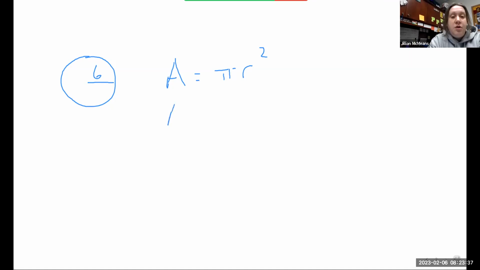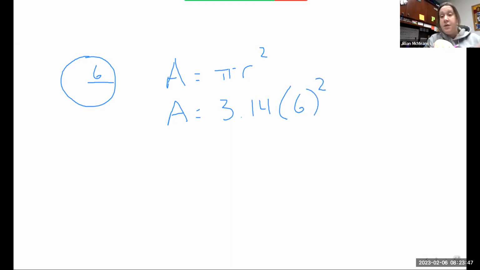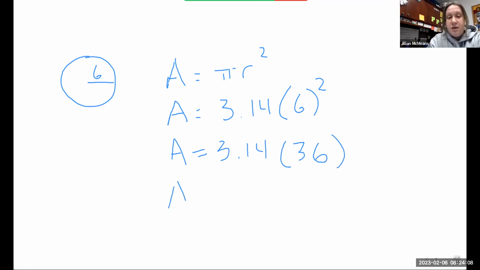All right, so we were told to use 3.14 for pi. So I've got 3.14. I'm going to plug in my radius, which is 6. I'm going to square it. Now, at this point, you have to follow the order of operations. You may have to go back and review from unit 1, but the order of operations says take care of exponents before multiplication. So the first thing we have to do is 6 squared. So then we're going to get 3.14 times 6 squared, which is just 36. And then 3.14 times 36, we get 113.04.